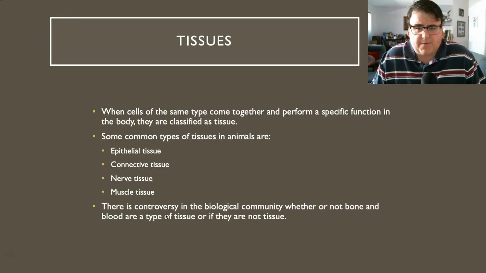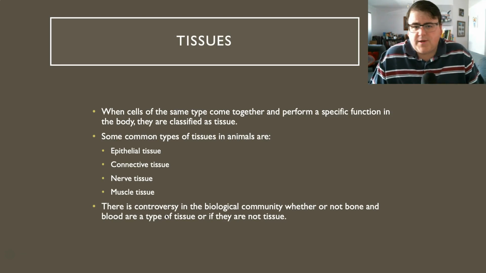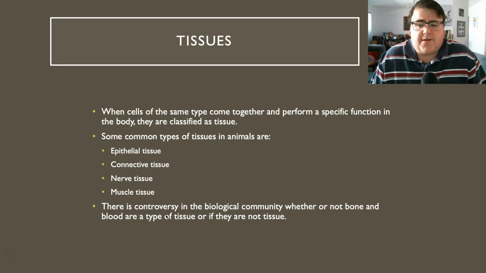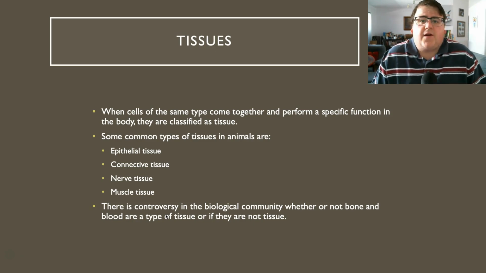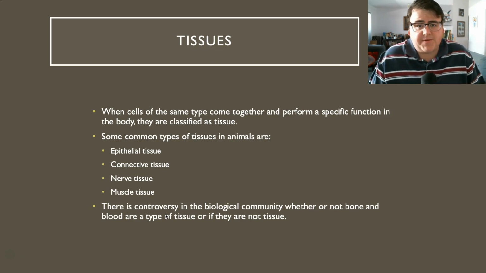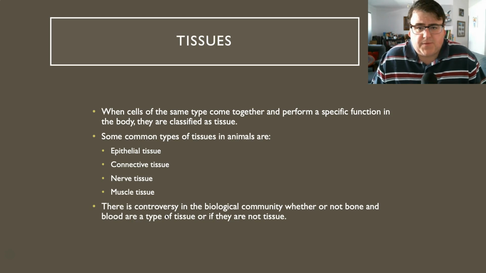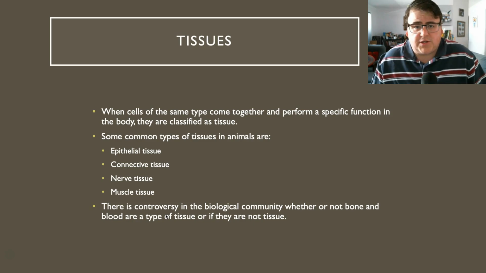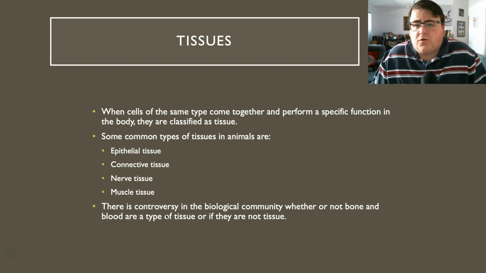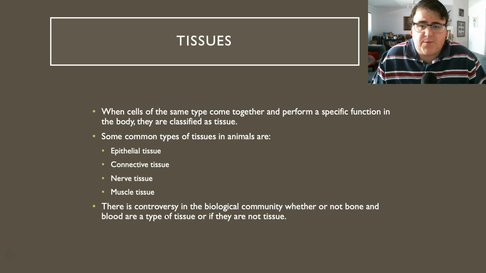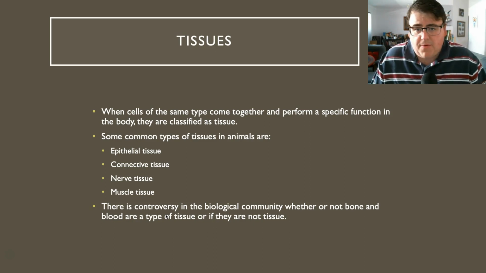First off though, let's start talking about tissues. When cells of the same type all come together and they perform a specific function, that's when scientists start to classify them as tissue. Some common types of tissues in animals include epithelial tissue, connective tissue, nerve tissue, and muscle tissue. At the moment, there's a very controversial discussion across the scientific community on whether or not we accept bone and blood as a type of tissue, or say they're not types of tissue. That's one of the ones that's debated heavily at the moment.